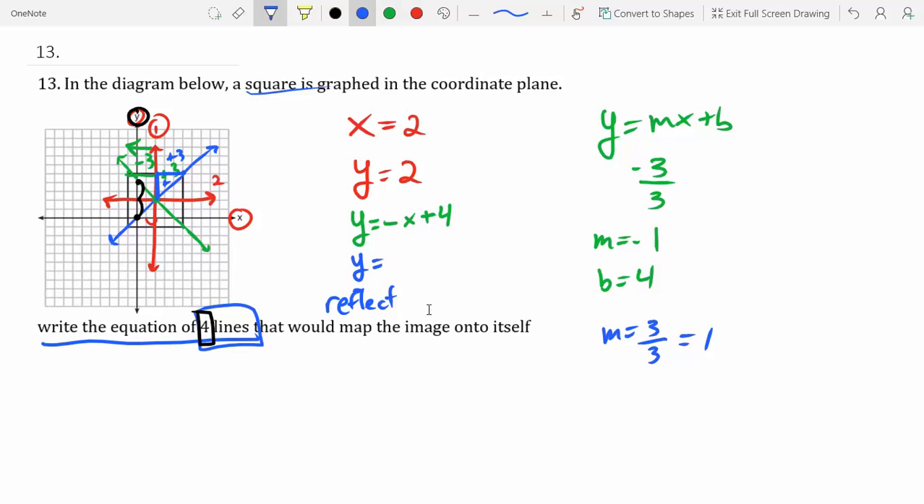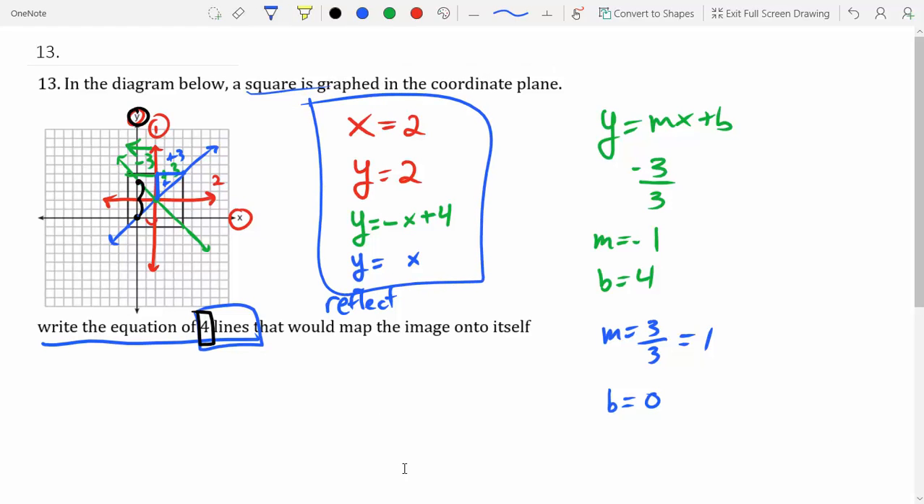So y is going to equal 1x, and its y-intercept, it goes right through the origin. Let me move that so you can see it. That blue line goes through the origin right there. So that would be y-intercept of 0. So we could put plus 0, but you should probably just put y equals x. Y equals x. And there are my 4 lines of symmetry that map the square onto itself.